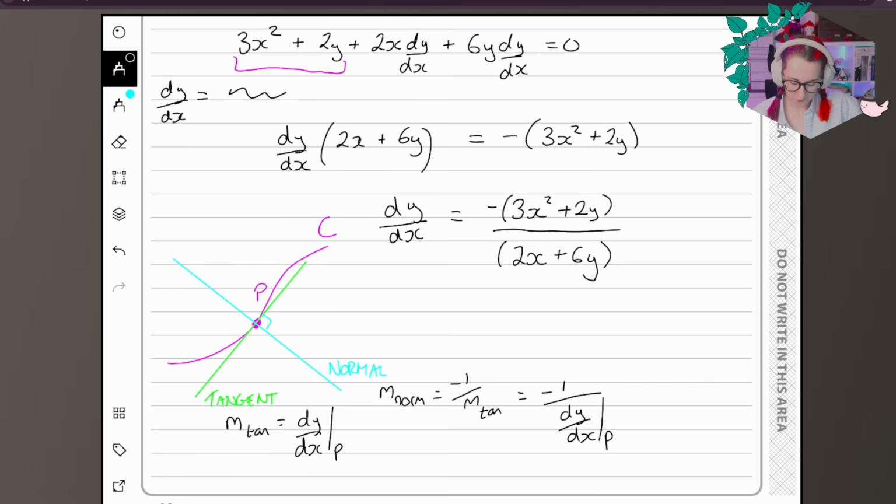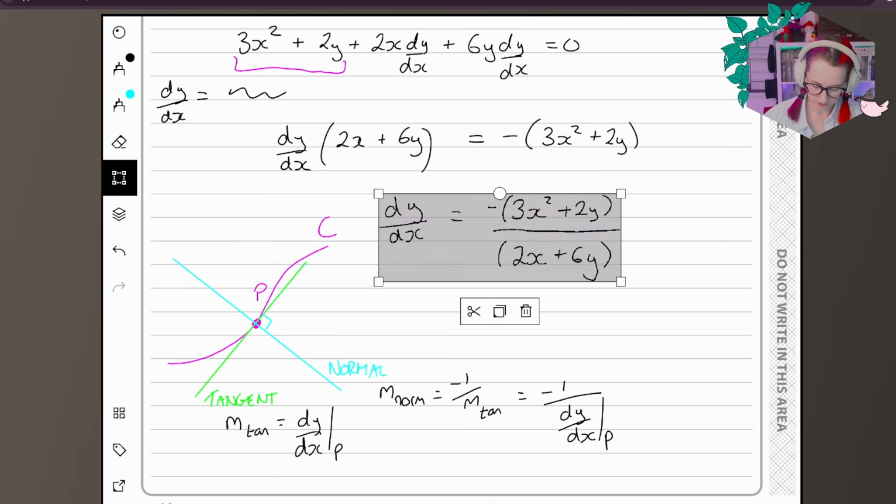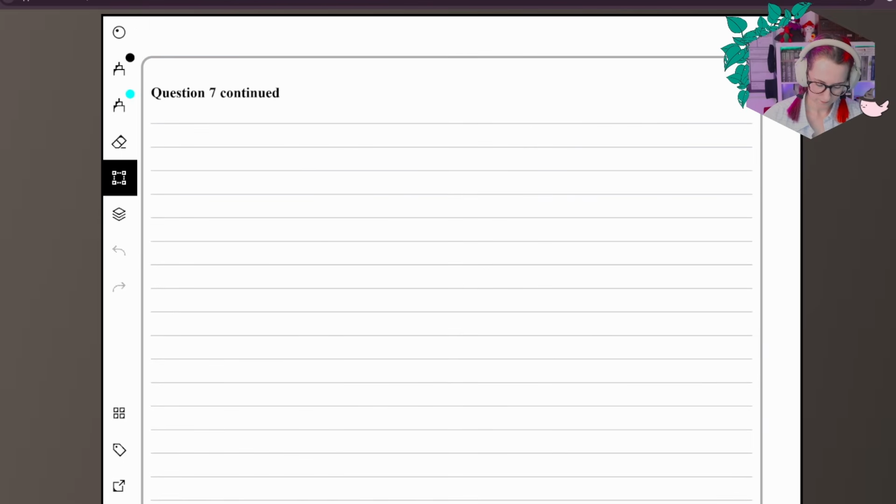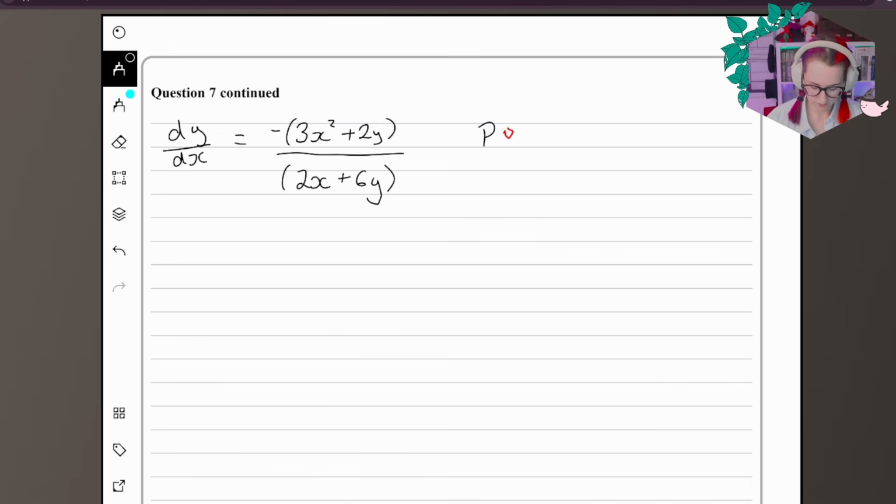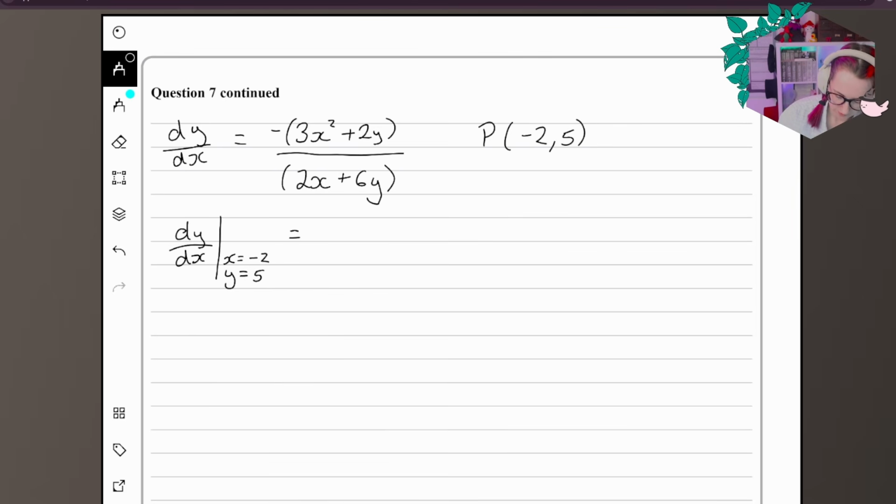We need to figure that out. So let's first find dy/dx at P, and then we find the equation of the normal. Okay, so this is our equation for dy/dx. I'm going to bring it over to the other page. And then our point P was (-2, 5). We evaluate dy/dx when x is -2 and y is 5, so we just plug in values of x and y here.